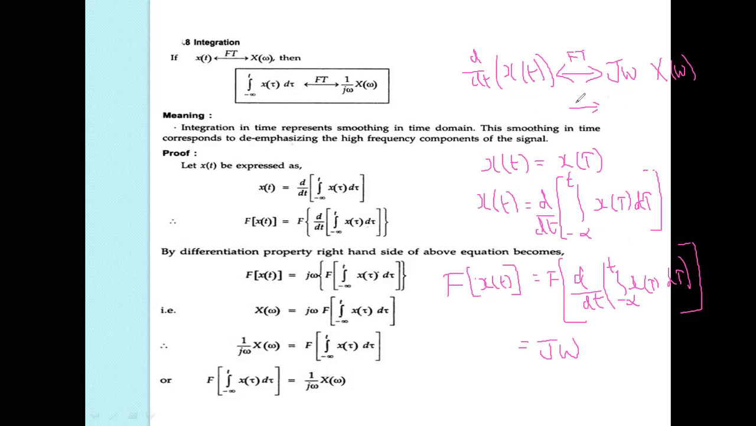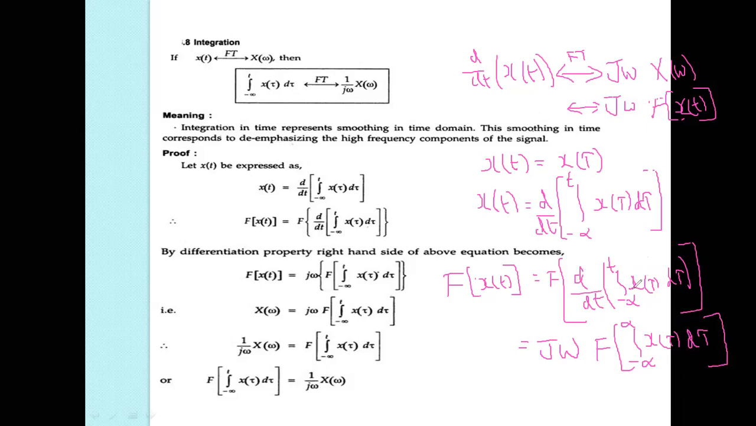j omega X of omega can also be written as j omega into X of omega, nothing but the Fourier transformation of x of t. Because if x of t has the Fourier transformation X of omega, X of omega can also be written as the Fourier transformation of x of t. Now the derivative of this x of t signal: j omega into the Fourier transform of the integral from minus infinity to t of x of tau d tau. The total signal is considered as x of t.